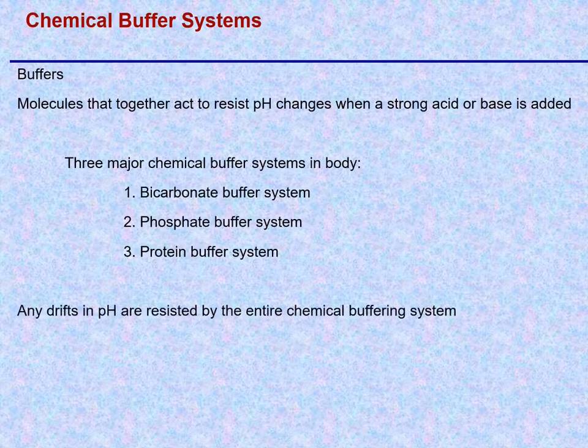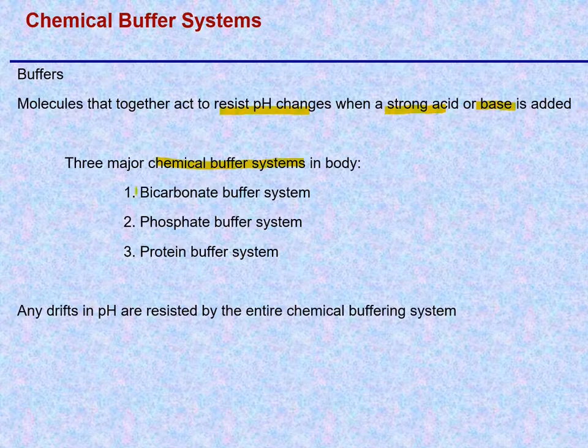These buffers act to resist pH changes when a strong acid or a strong base is present in a solution, or in the lab added to a solution. And all of you, I presume, have done titrations using NaOH or HCl. So you have some familiarity with that. There are three chemical buffering systems in the body.